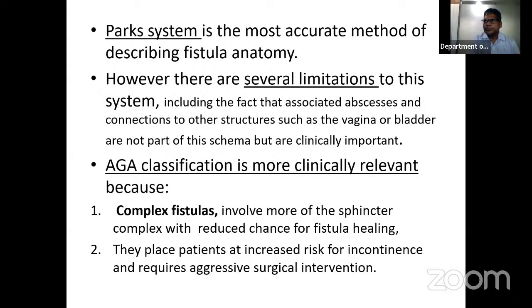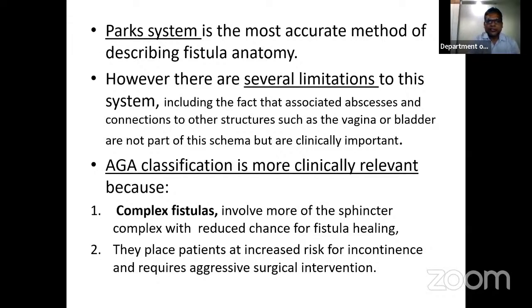Now, the Park system is the most accurate method of describing fistula anatomy. However, there are several limitations to this system, including the fact that associated abscesses and connections to other structures such as internal organs, vagina or bladder are not part of this classification, but they are very much clinically important while considering the diagnosis and the treatment options of the patient.